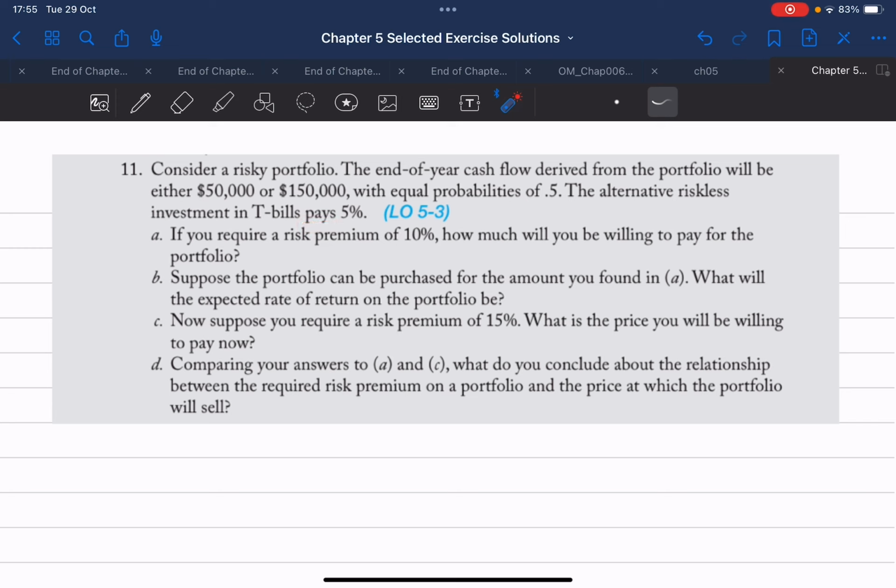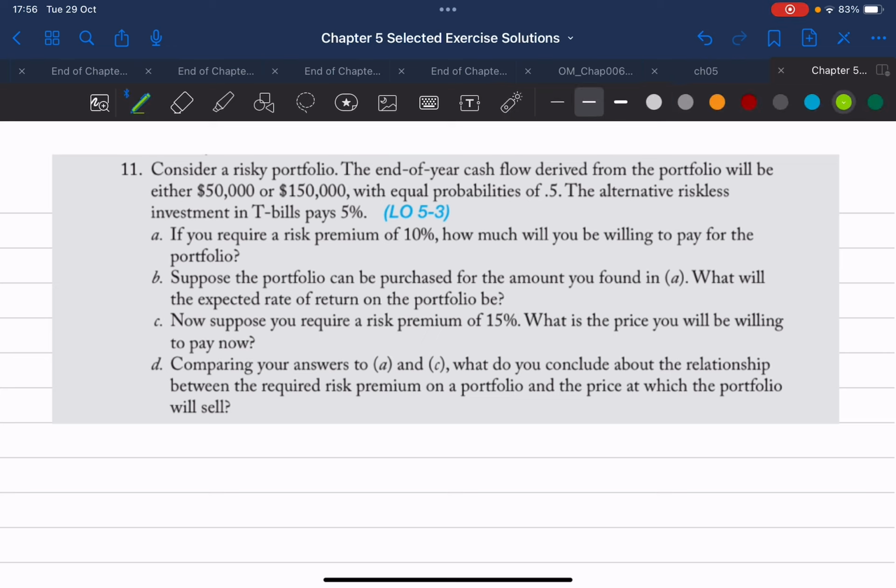First requirement, A, if you require a risk premium of 10%. Now notice that the wording here is important because it says if you require a risk premium of 10%, meaning that you require 10% more or higher return than what is offered by the treasury bills, okay? How much will you be willing to pay for the portfolio, okay?